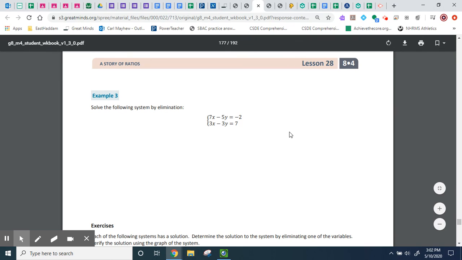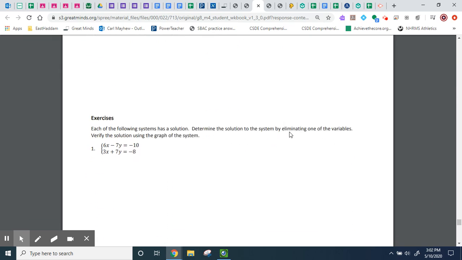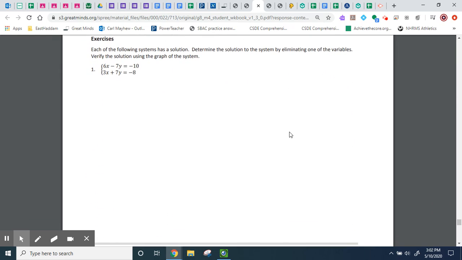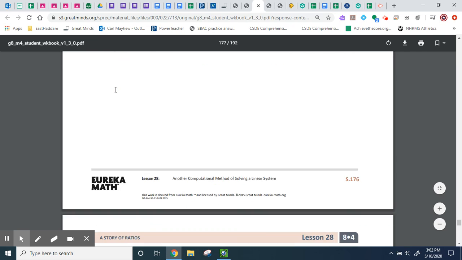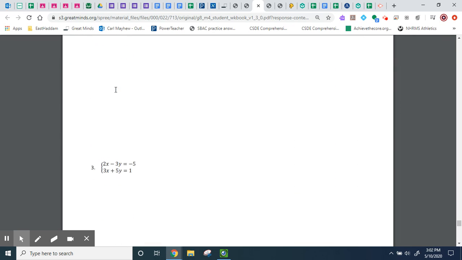What I'd like you guys to do, though, is take a look at a couple of the exercises here, just to find the solution for exercise 1, 2, and 3. So just 3 more examples, using elimination to determine whether you have the right answers or not.